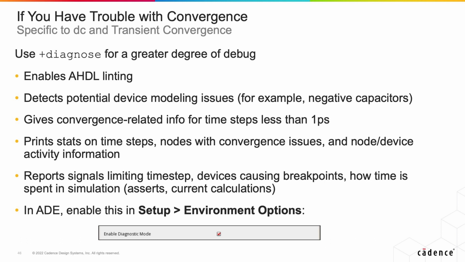It will actually give you where your time steps became really small, or where there was a problem, and it will turn on the AHDL linter. It will give a lot of information. So plus diagnose only if you have a problem.